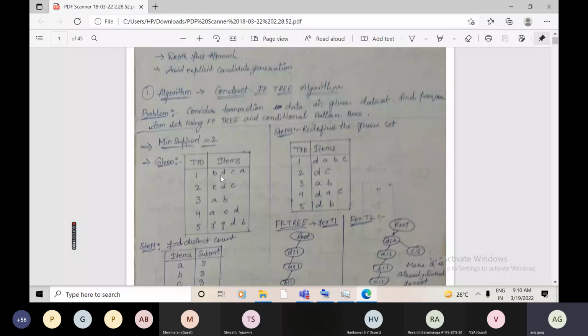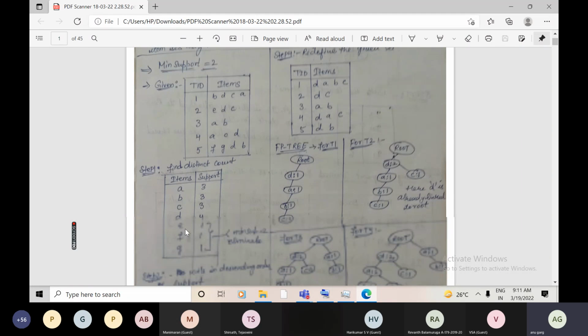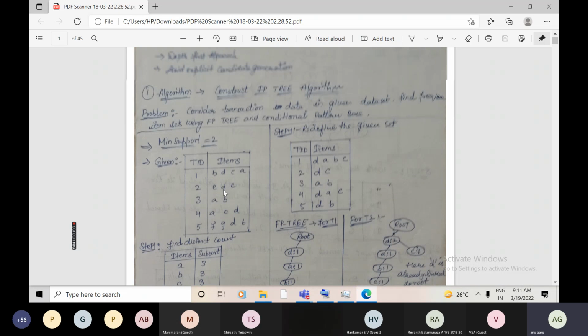Here, if you see, this order is different, so you have to redefine. Step 4 is nothing but redefining your original table. You will write it as D, A, B, C in decreasing order of the support. Similarly, in transaction 2 you have E, D, C, but you forget about E because we have already eliminated E. We are eliminating in the beginning only. Then we are left with D and C, and we write them in decreasing order of their support. D has the highest support, so we write D. In every transaction, D will be first because it has the highest support. So we are redefining this table.